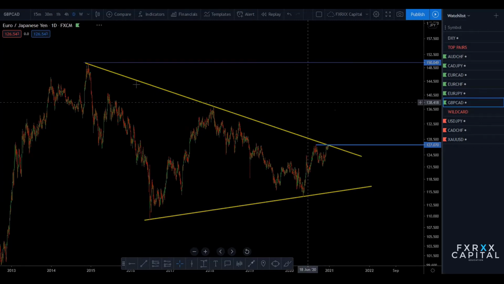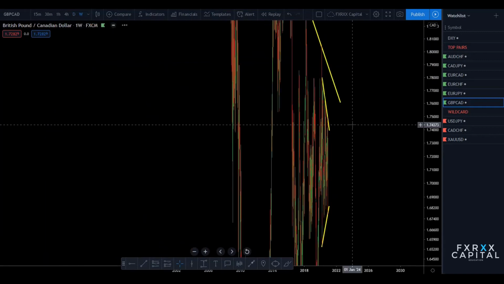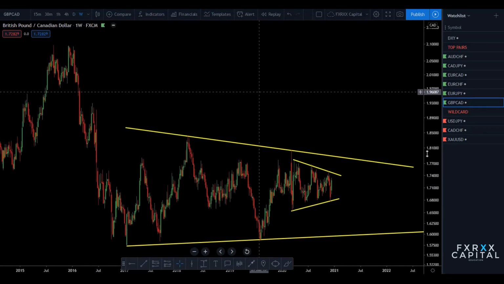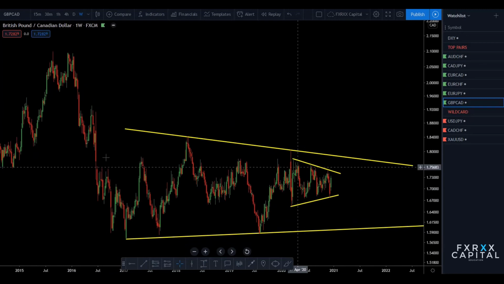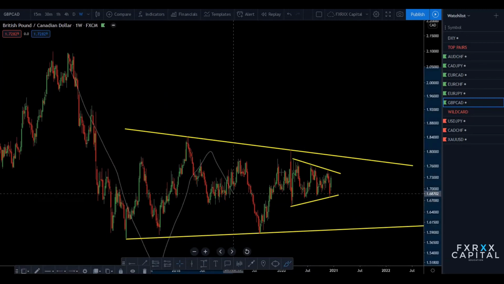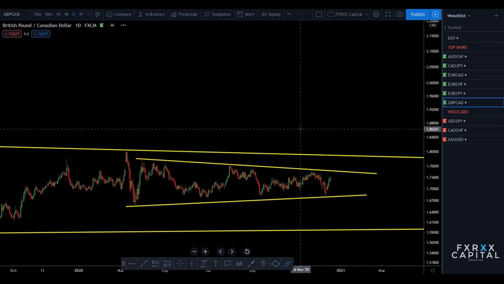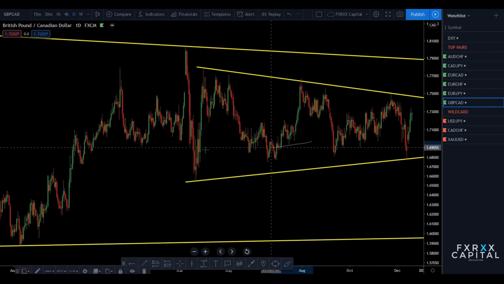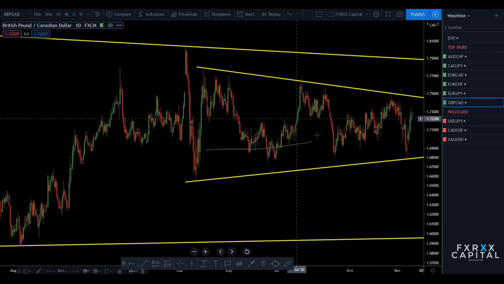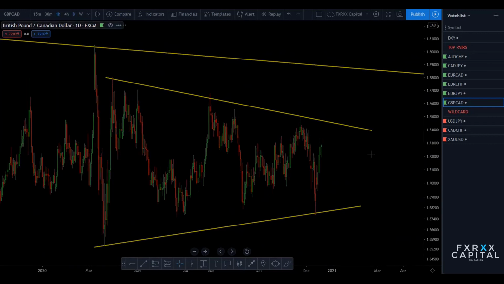Next we move to the final pair of top pairs, which is GBP Canadian dollar. GBP Canadian dollar, we can see price is now in the symmetrical triangle, squeezing in. This is a very typical setup: impulse, correction, and price might impulse to the downside. So in daily time frame, you can see price is squeezed into this symmetrical triangle.